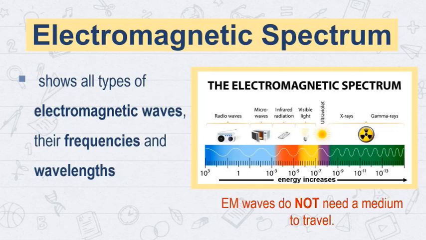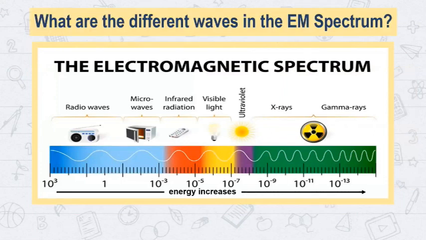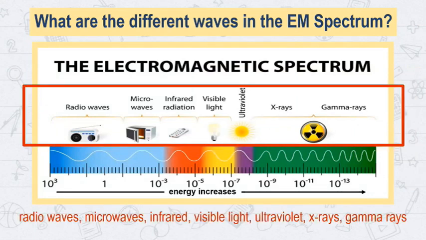Remember that electromagnetic waves, or EM waves, do not need a medium to travel, unlike mechanical waves like sound and earthquakes. Look closely at the electromagnetic spectrum and answer the following questions. What are the different waves in the EM spectrum? Right, we have radio waves, microwaves, infrared, visible light, ultraviolet, X-rays, and gamma rays.